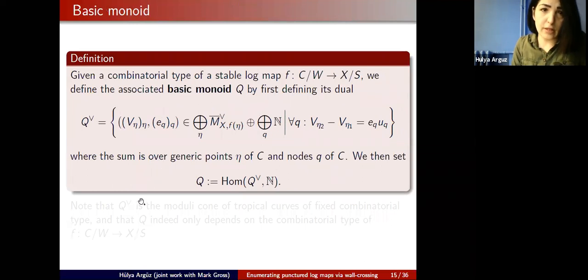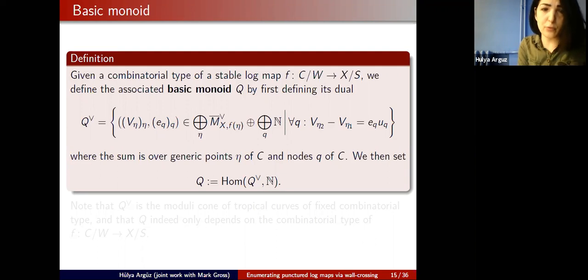The reason why I'm telling this is, given a combinatorial type, you can construct a monoid of a stable map. It's purely constructed by defining this monoid, which is called a basic monoid, Q. You can construct a basic monoid by constructing its dual, and you construct its dual by looking at a sum of monoids. For every node q, you take a copy of natural numbers. For every irreducible generic component η in your curve, you take M_X,f(η) dual, and you have some relation imposed by the contact order.